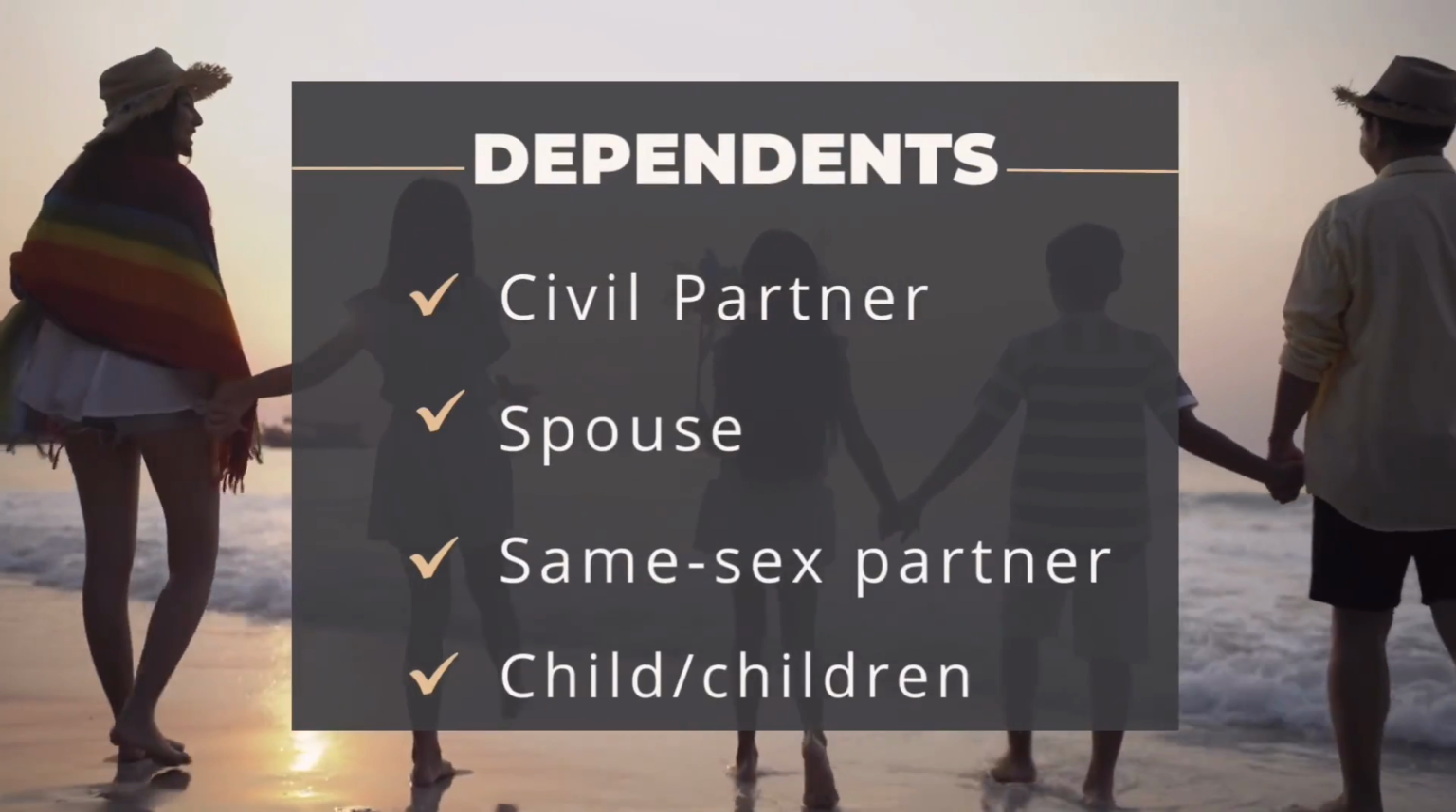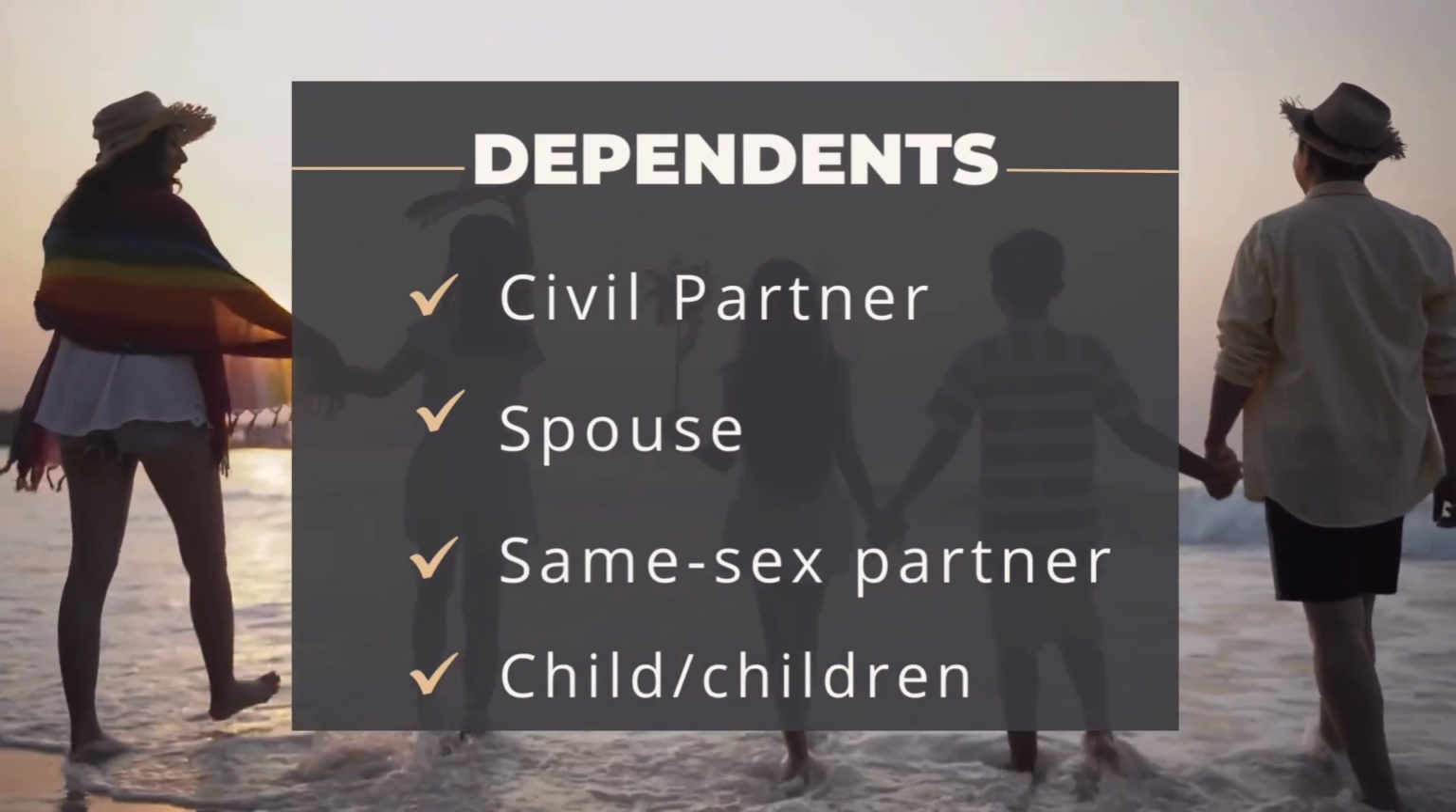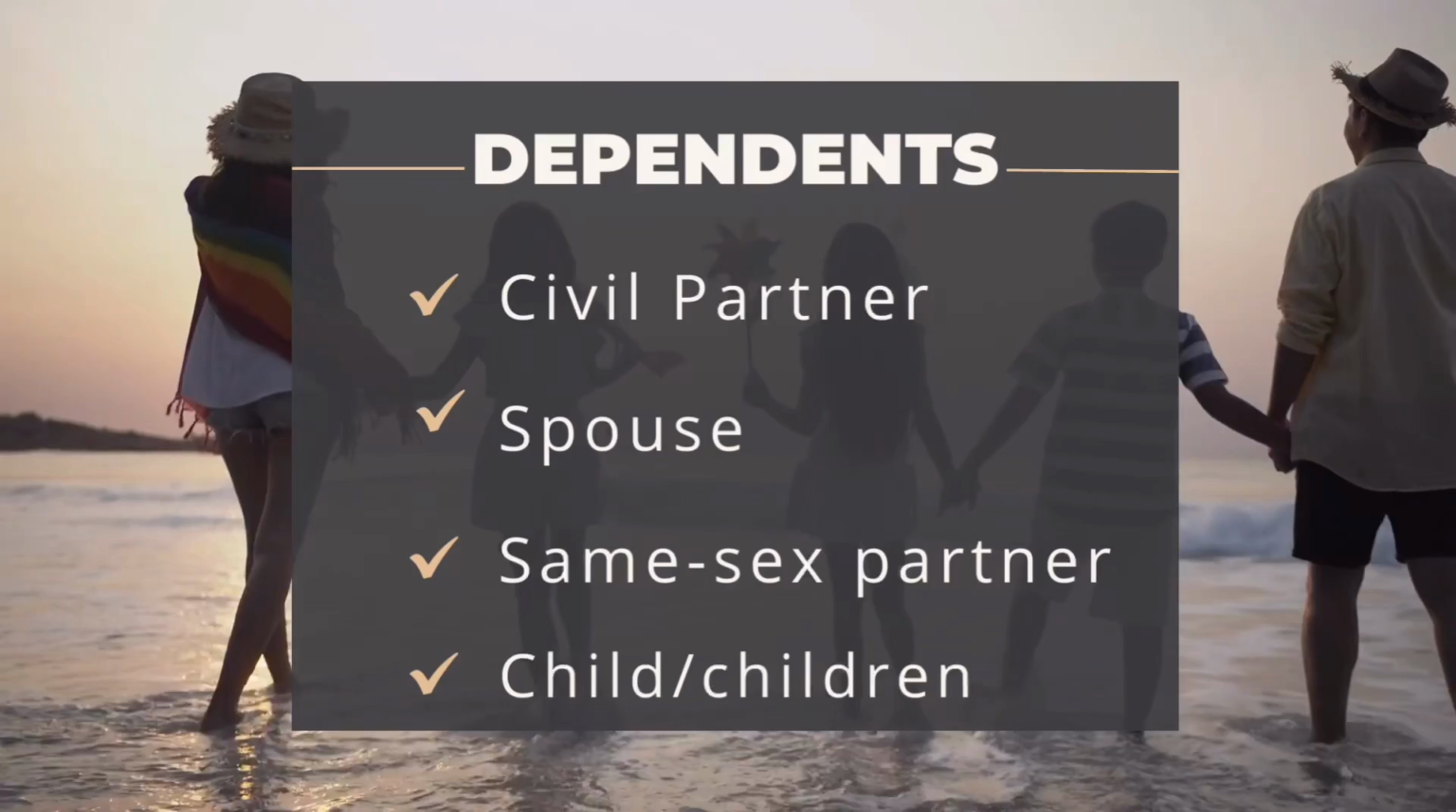So first things first, who are considered as dependents? This can be a civil partner, a spouse, unmarried or same-sex partner, or a child. You can be a dependent of someone holding a student visa, or for the most common, a dependent of a skilled worker visa holder. Skilled worker visa, or what was previously called Tier 2 migrant workers, and this is what I'm going to cover in today's video.